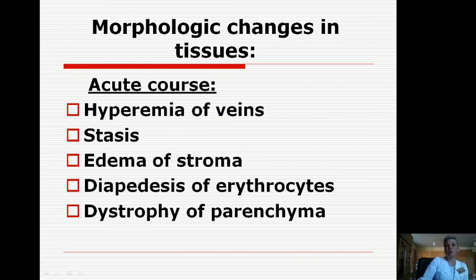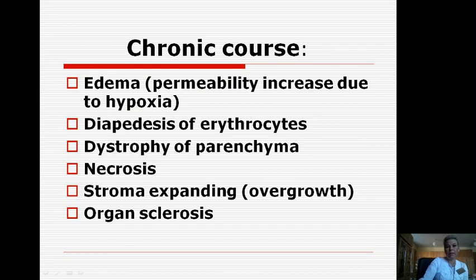Due to acute course, which morphological changes in the tissues occur due to venous hyperemia? At first, we see hyperemia in the veins, the next stasis, the next edema of stroma or edema in the lungs, the next diapedesis of erythrocytes and dystrophy of parenchyma. As a result, we can see necrosis of parenchyma.